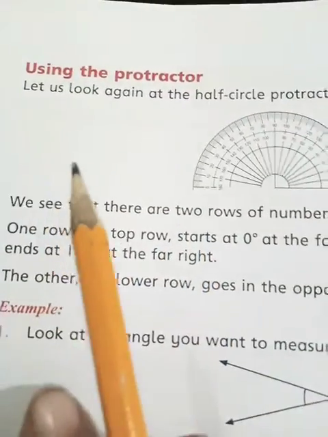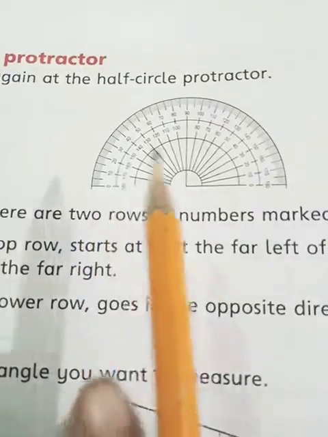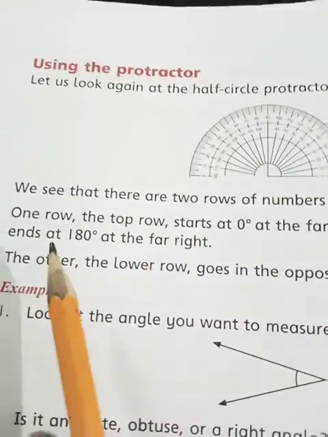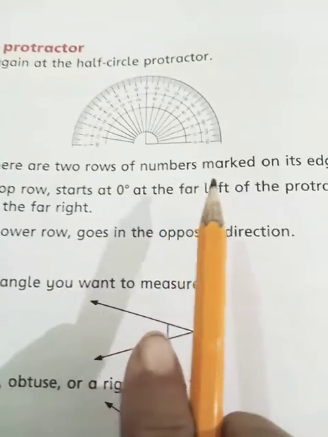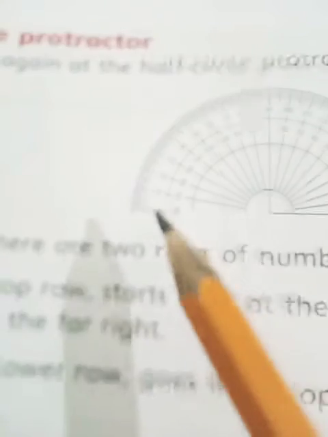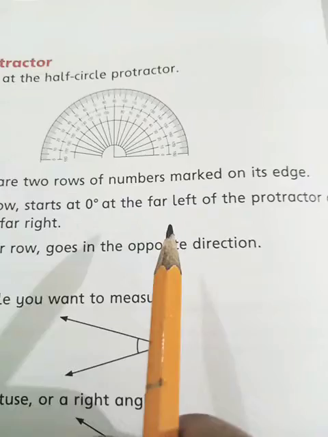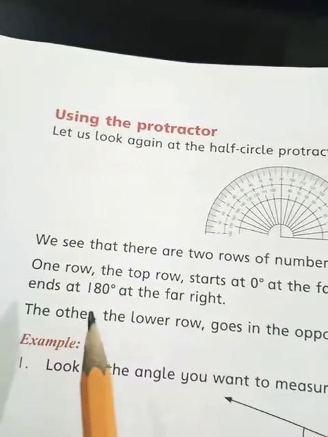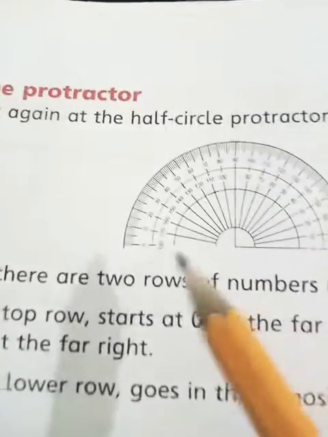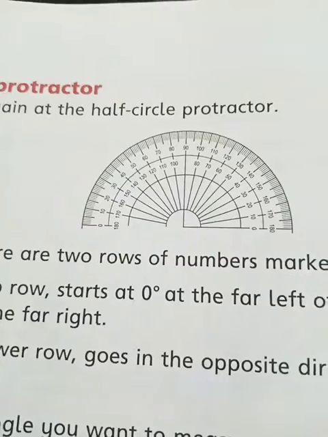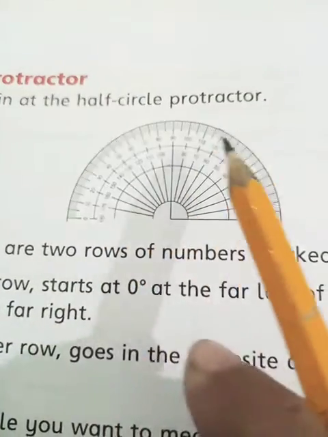Using the protractor. Let us look again at the half circle protractor. This is the half circle or D-shaped protractor. We see that there are two rows of numbers marked on its edge. Yes, beta, there are two rows of numbers. One is above and one is lower. The top row starts at 0 degree at the far left of the protractor and ends at 180 degree at the far right.